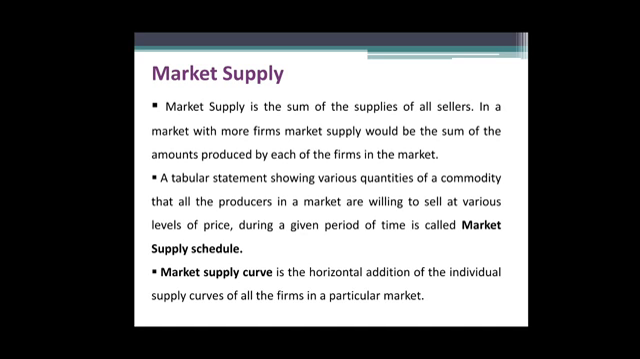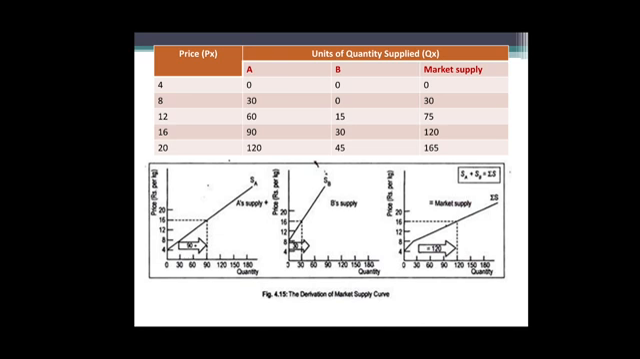Students, let us understand the derivation of market supply schedule with the help of the table given here. Assuming that there are only 2 producers in the market, that is producer A and producer B, as seen in the table, market supply is obtained by adding the supplies of producer A and producer B at different prices. At price rupees 8, that is when the market price of commodity X is rupees 8, producer A offers a positive quantity, which is 30 units of commodity X, but producer B offers nothing.